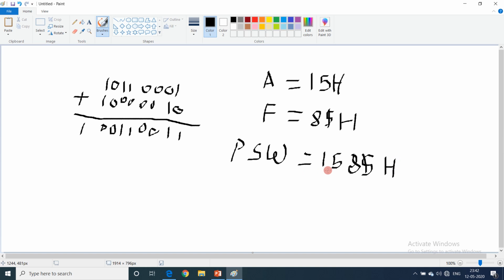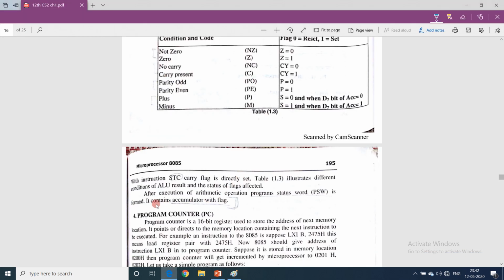We don't have to learn this in much detail. Just keep in mind these things which I have told you about PSW. After the execution of an arithmetic operation, the program status word is formed. Why is it formed? Because after performing the arithmetic operation, the result is stored in the accumulator and the flag registers are affected according to the answer. So the accumulator along with the flag register forms the PSW.